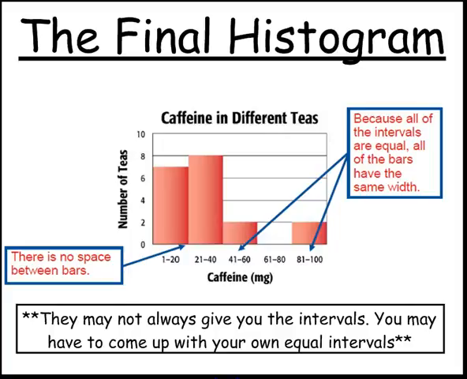As you can see, there were no spaces between the bars. That is the definition of a histogram. You cannot have any space. In addition, this little box says that because all of the intervals are equal, all of the bars have the same width. In this case, they gave us the intervals: 1 through 20, 21 through 40, and so on. But they might not always give you the intervals. Sometimes you may have to come up with your own equal intervals. It's a little tricky because you have to make sure that going from 1 through 20, 21 through 40, each of those has a range of 19. Alright, so we're going to read a histogram in just a moment.